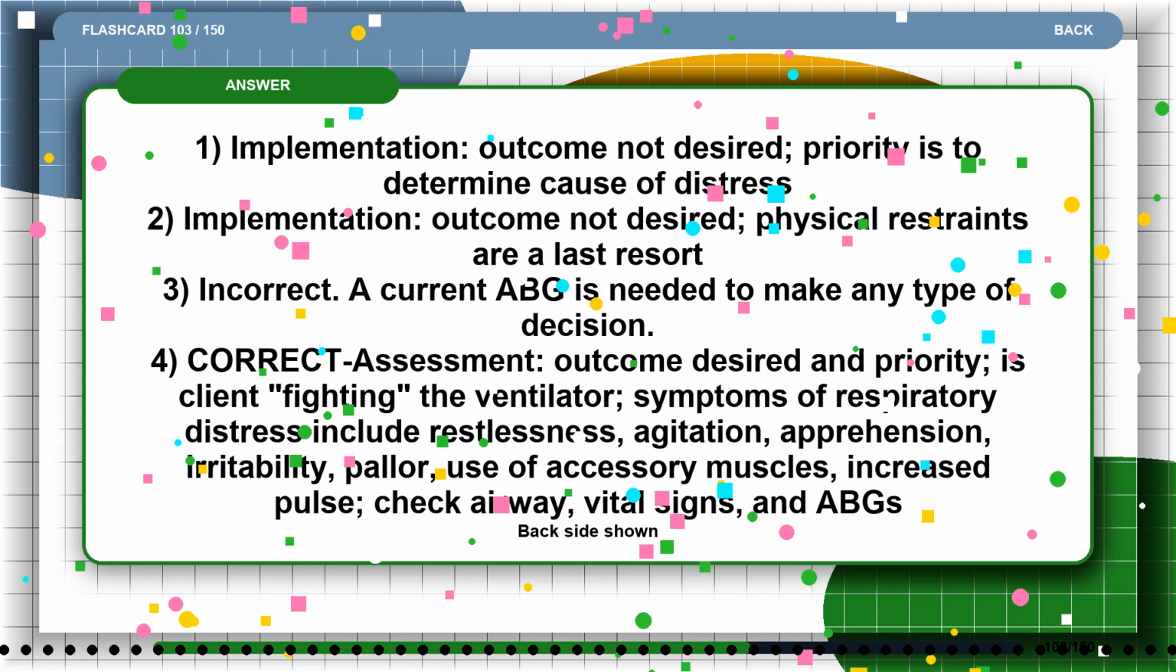The answer is 1. Implementation. Outcome not desired. Priority is to determine cause of distress. 2. Implementation. Outcome not desired. Physical restraints are a last resort. 3. Incorrect. A current ABG is needed to make any type of decision. 4. Correct assessment. Outcome desired and priority. Is client fighting the ventilator? Symptoms of respiratory distress include restlessness, agitation, apprehension, irritability, pallor, use of accessory muscles, increased pulse. Check airway, vital signs, and ABGs.